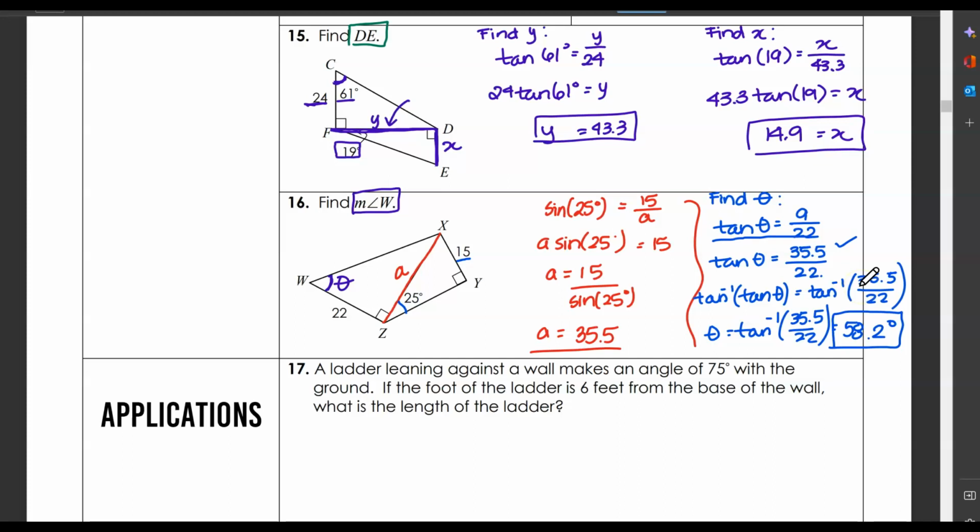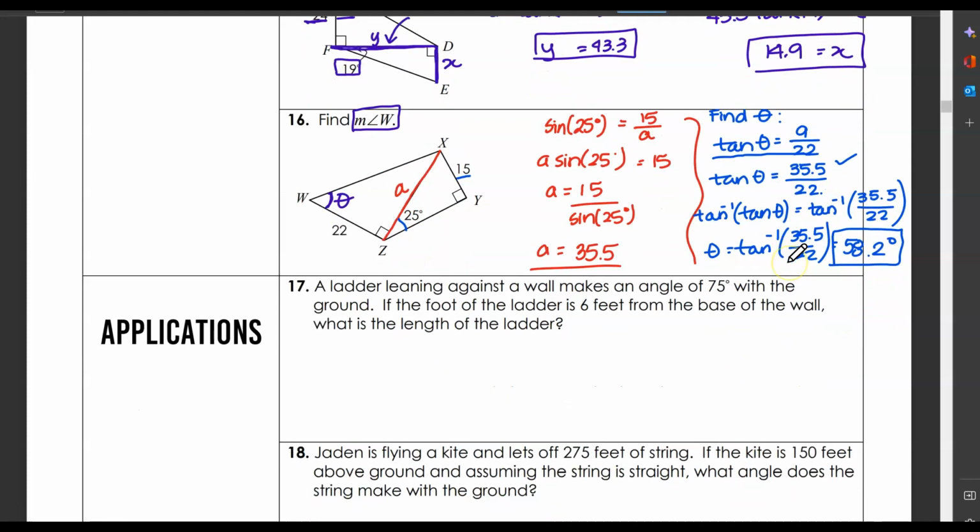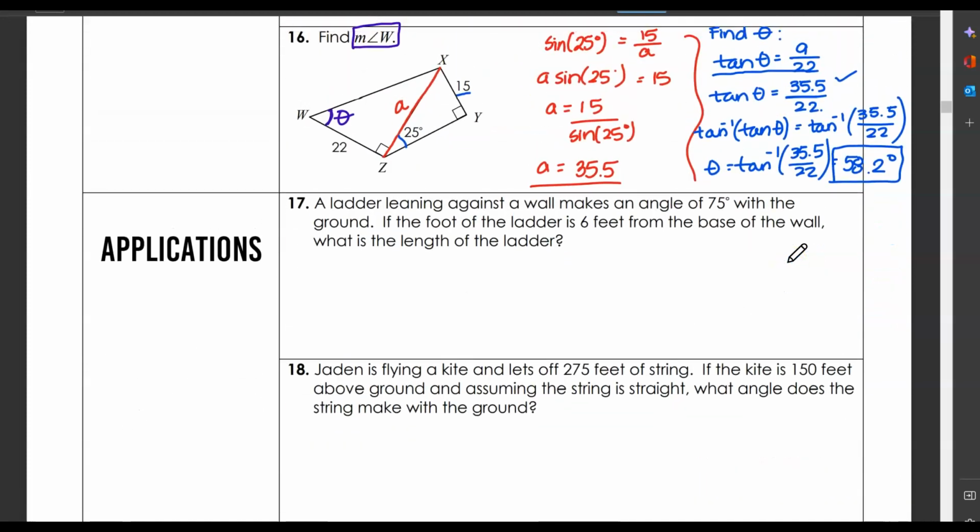All right, let's look at these application problems right before we end here. I'm going to have you try number 17 on your own. So take a moment and try it out.